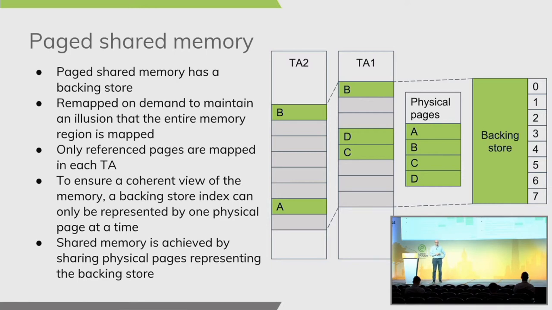So it means that page B uses true real-time shared memory, while for the other ones, you will notice if it gets mapped. For instance, we take page D, which represents page index 3. That would be mapped in TA2 if page index 3 was referenced. So when a physical page is used to represent a part of a backing store, it has to be used at all the different places in TAs in order to represent that particular location, or we wouldn't have a coherent view. And the shared memory itself is achieved by keeping this illusion of the backing store having it mapped at all times needed.